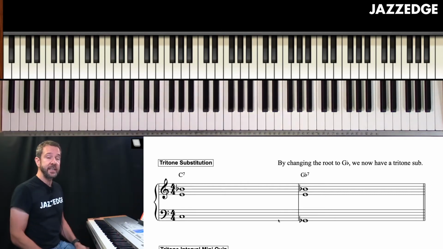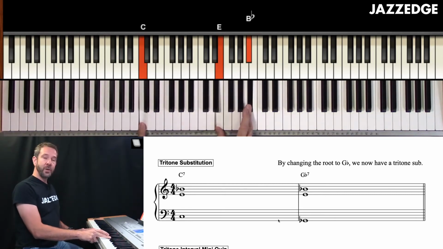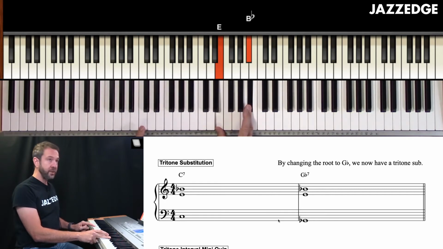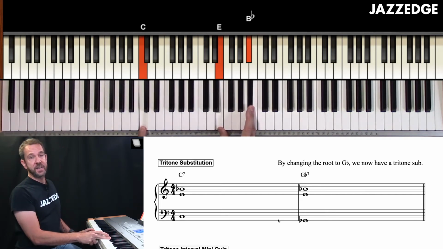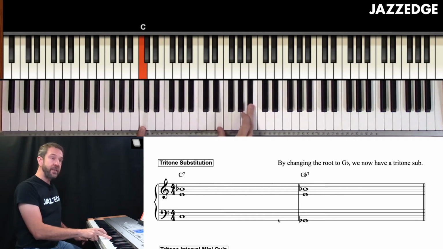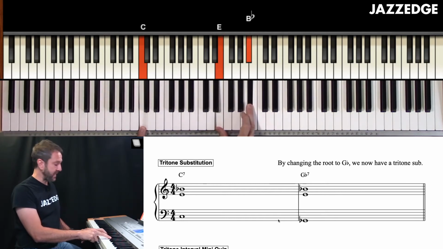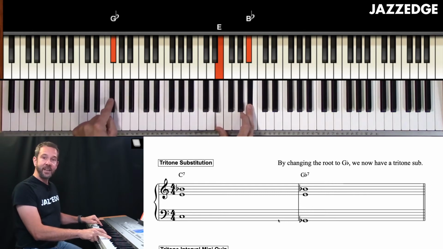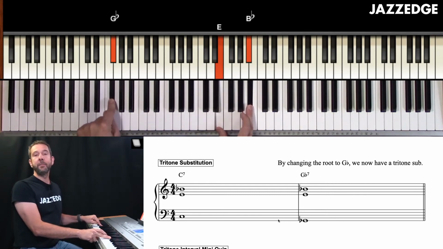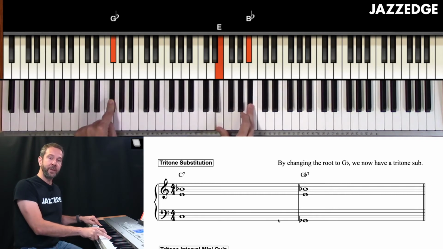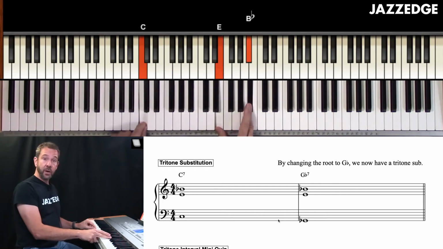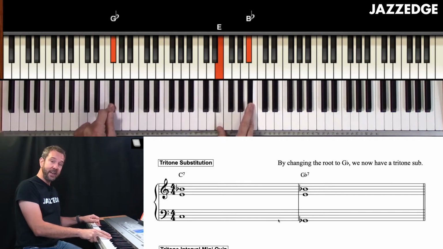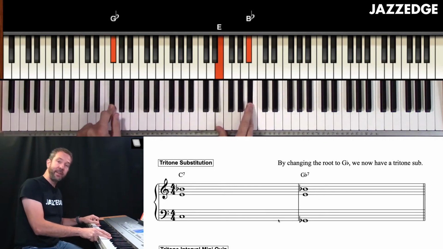In fact, interestingly enough, look at what happens here. On a C7 chord, my left hand is playing the root C, my right hand is playing E and B flat, which is the 3rd and the 7th of my C7 chord. If I change the root in my left hand to G flat, well, guess what? The E now becomes the 7th, and the B flat becomes the 3rd of the G flat chord. So you see how they flip there? On a C7 chord, E and B flat is the 3rd and the 7th of the chord. On G flat 7, E and B flat is the 7th and the 3rd.